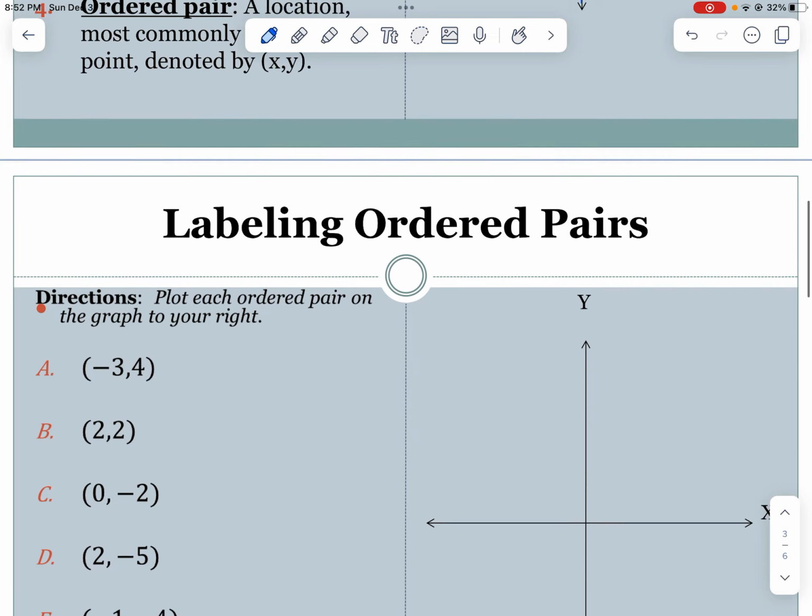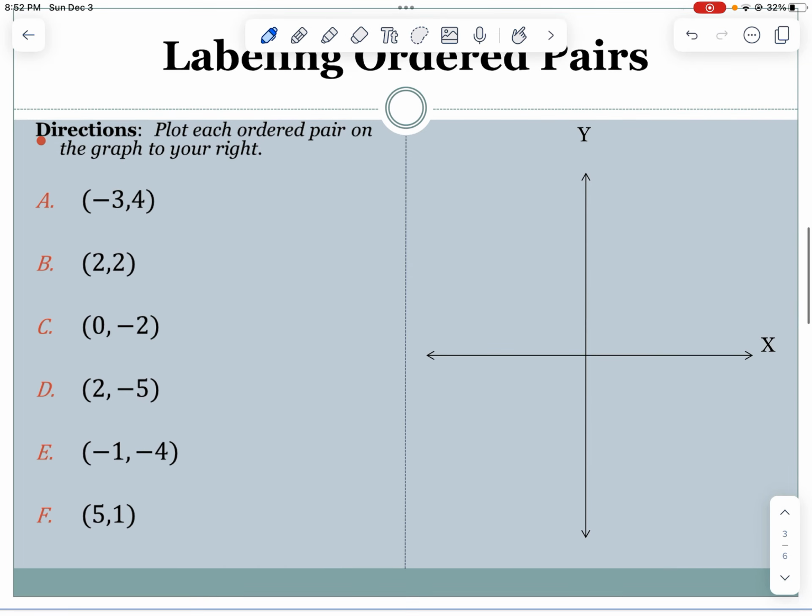All right, so let's look at some examples here. We'll label these ordered pairs. So if I were to plot the point -3, 4, I would be going left 3 units and then up 4 units on the y-axis. And this would be the point -3, 4. That would be point A. Point B is the point 2, 2. So I go to the right 2 and up 2.